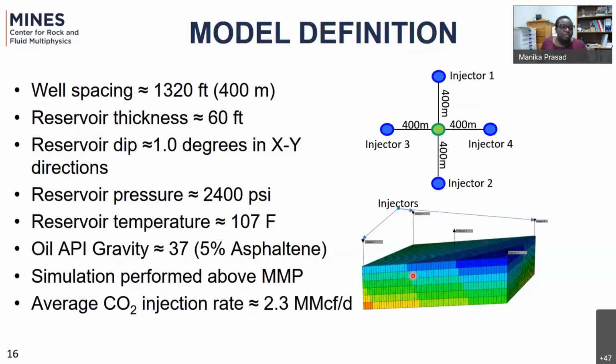So the simulation was done above minimum miscibility pressure, and the average CO2 injection rate was about 2.3 million cubic feet per day. We had gotten the injection rate from data shared with us by the SMART team as well, to typify the field.